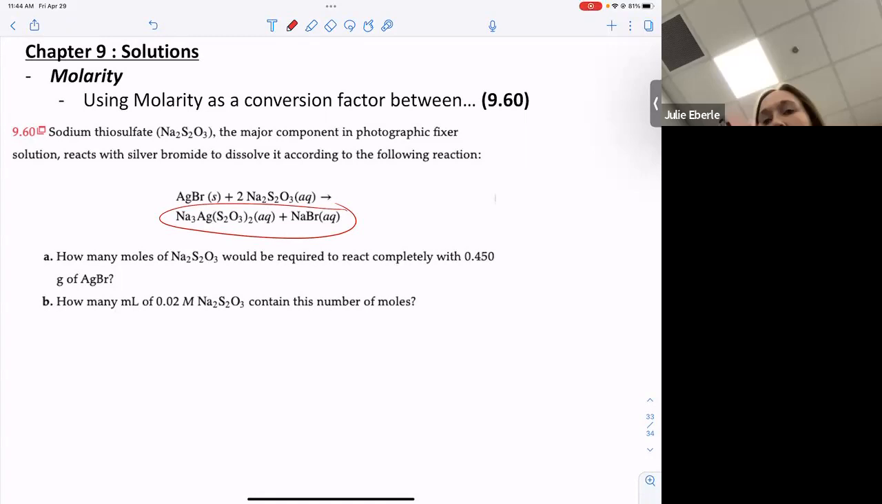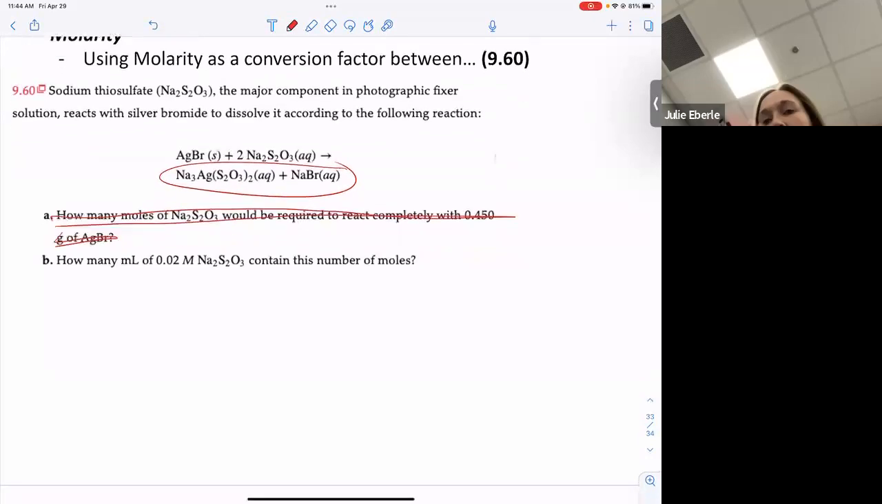So this is how many moles of sodium thiosulfate would be required to completely react with 0.450 grams. You know what? I actually don't want to do part A. I just want to do part B because part A is like chapter 6 stuff. So how many milliliters of 0.02 molar solution of sodium thiosulfate contain this number of moles? Oh, dang. We have to do part A to do part B. So what is the molar mass? I'm going to do part A real quick. We're just going to get our answer and then we're going to work part B together.